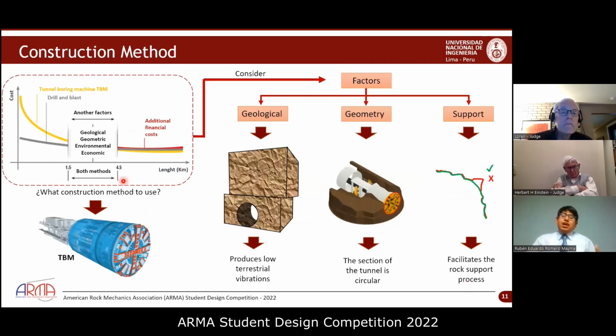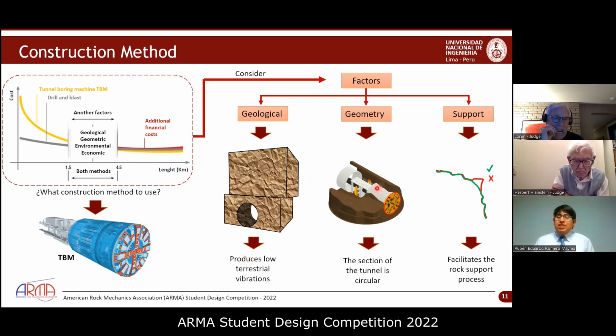Okay, for the construction method, as is known, the methods to carry out an excavation are drilling and blasting and TBM. And we can see here the methods to follow for a construction method. It depends on the cost, maybe the length to be reached, and also the purpose of the tunnel. These aspects are not mentioned in the problem, but three main factors are considered to be able to choose the construction method. The first is the geological factor, since due to the presence of the fault, we are looking for a method that produces the lowest terrestrial vibration possible.